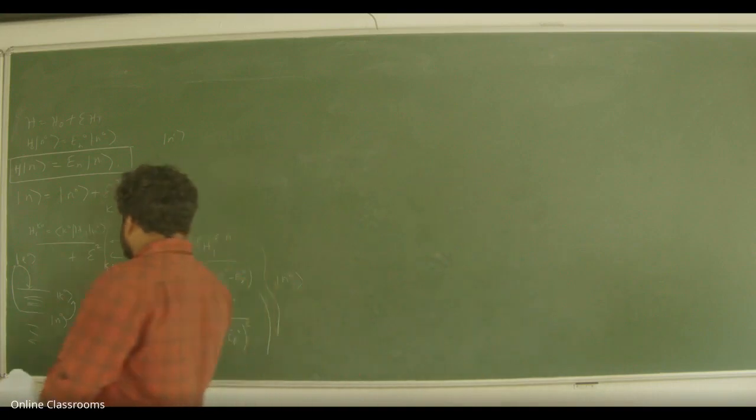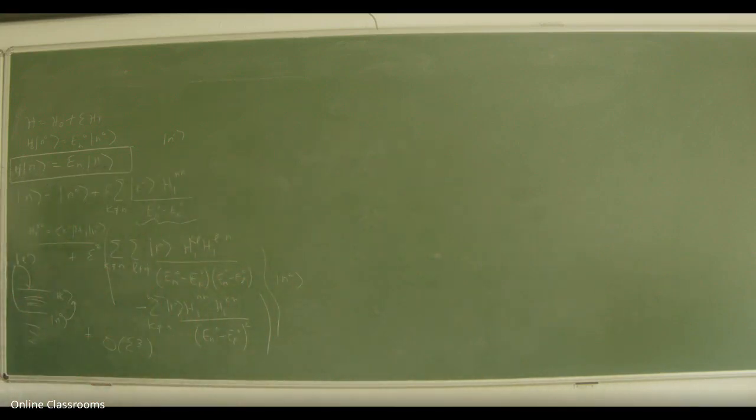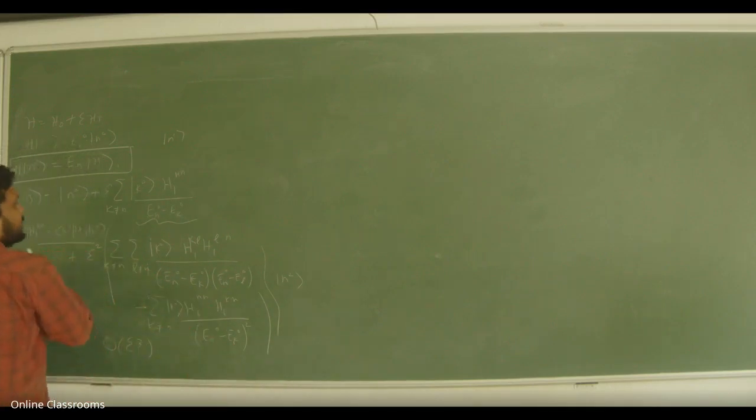Yeah, so after this there are order epsilon cubed terms and so on, right? This is the big O notation. So this is up to order epsilon squared.